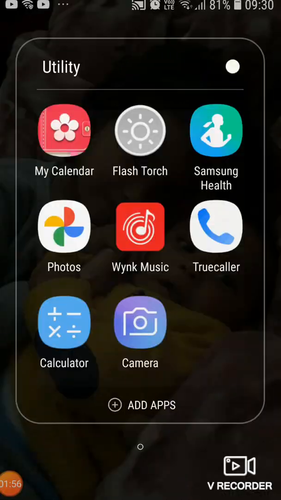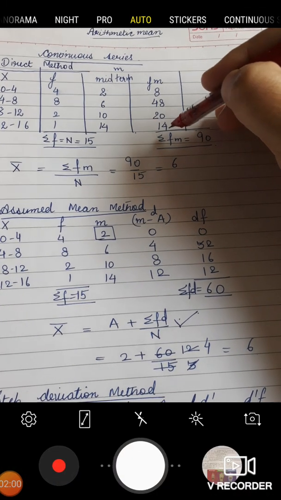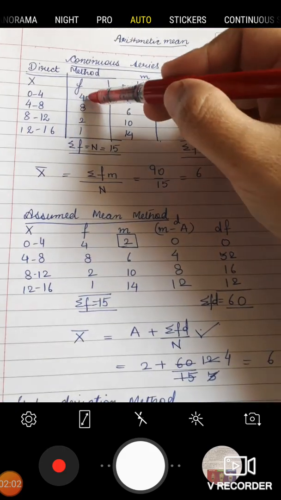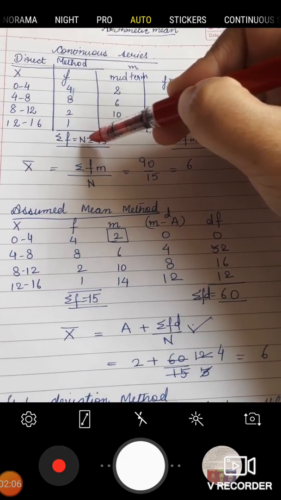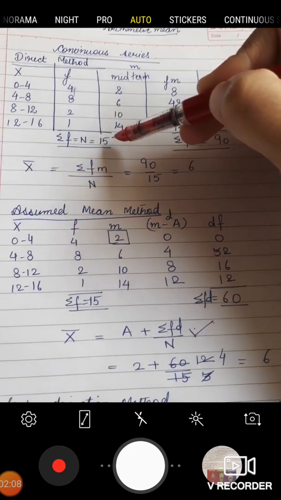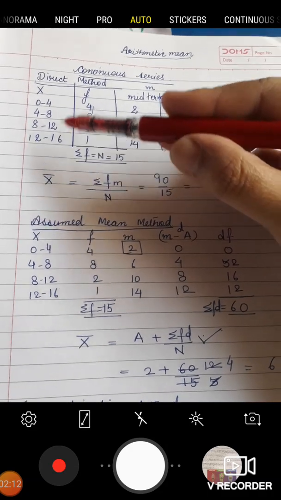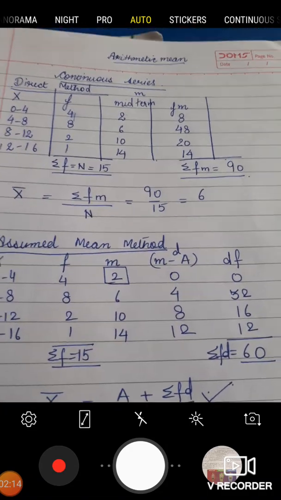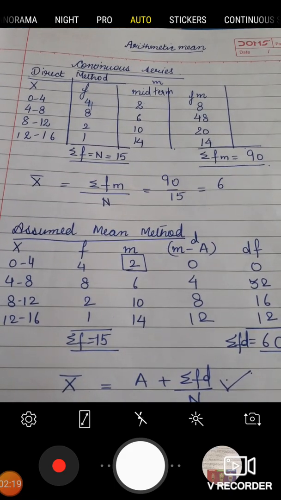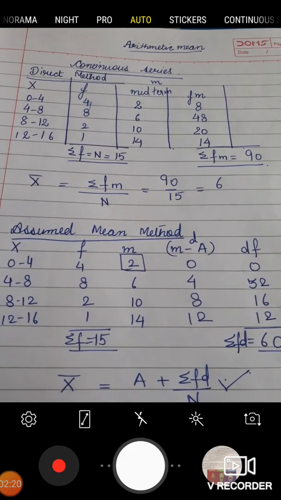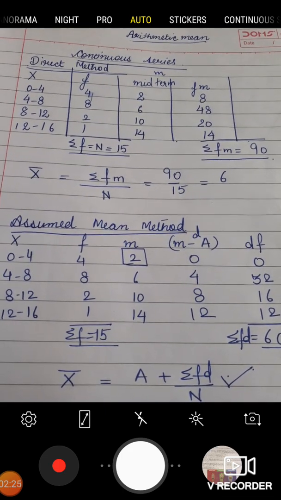Summation fm means we add all the values; we get summation fm. We add all the frequencies, we get summation f, which is also known as n, the number of observations, that is 15. Now what is the simple formula for the direct method? It is x bar is equal to summation fm upon n, 90 upon 15, that is 6. We get the arithmetic mean as 6.